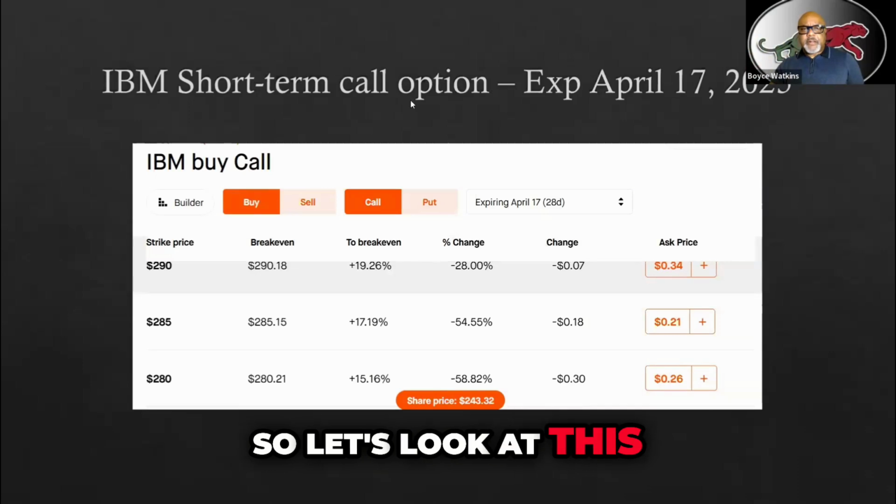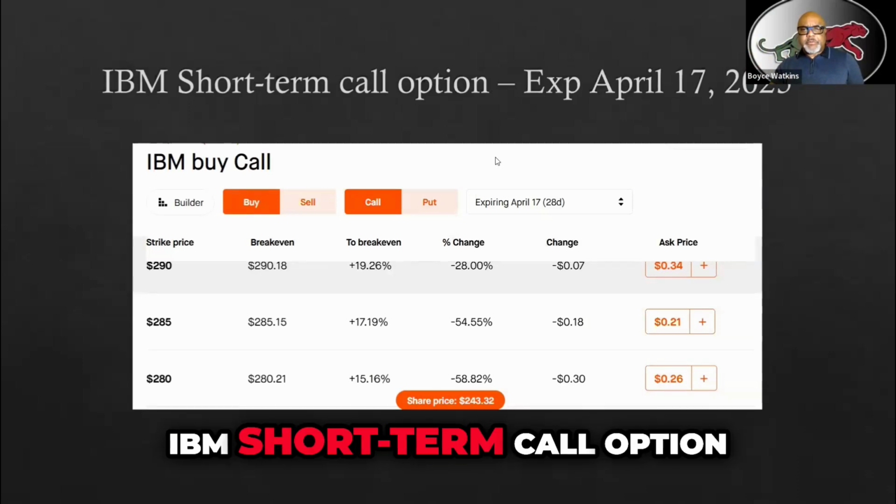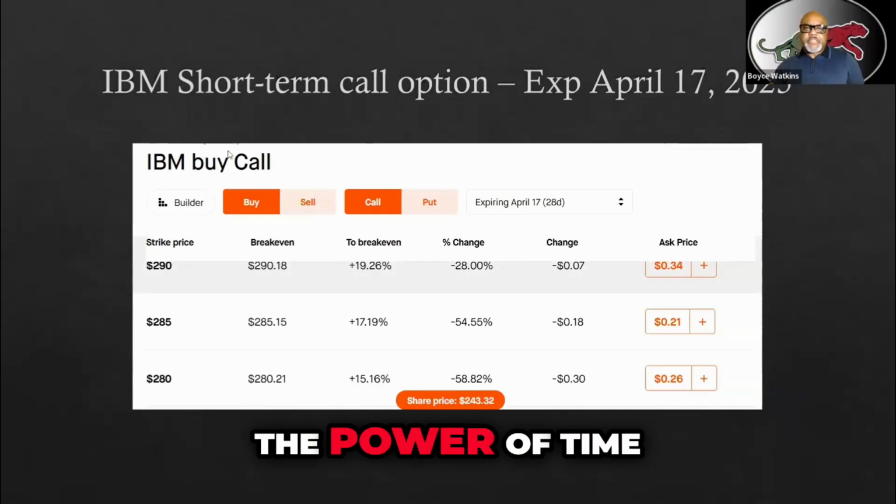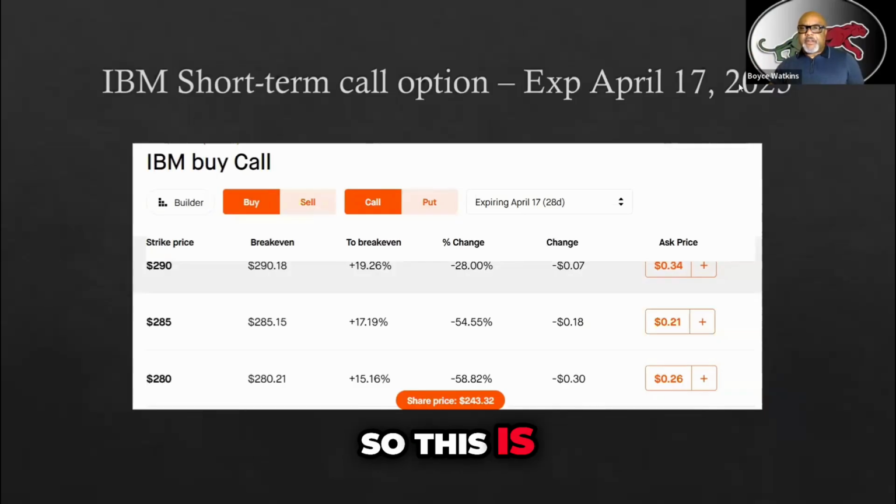So let's look at this IBM short-term call option, okay? And then I want to look at a long-term call option. This will show us the power of time. So this is from April 17, 2025.